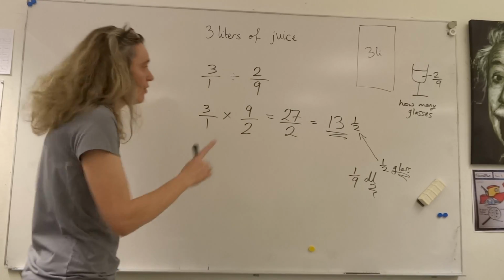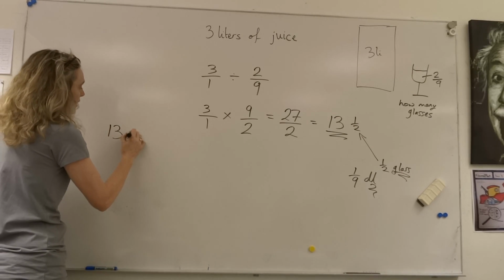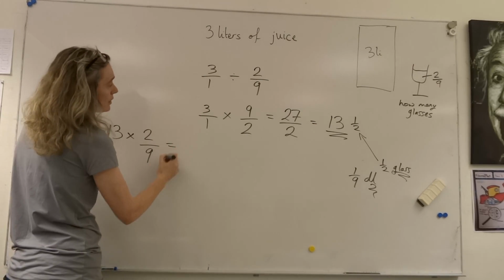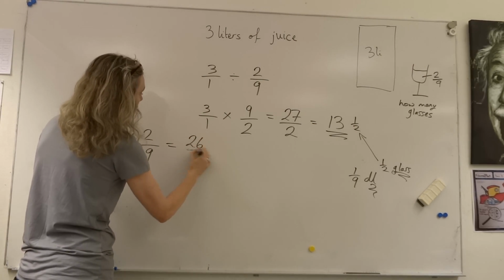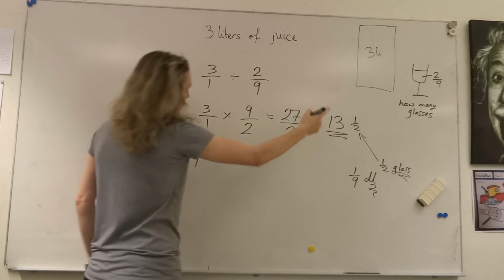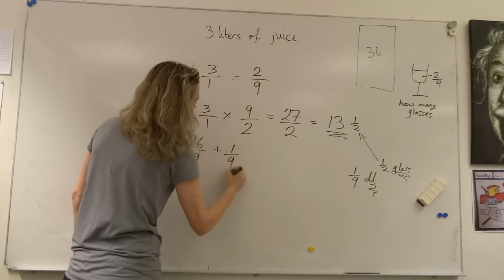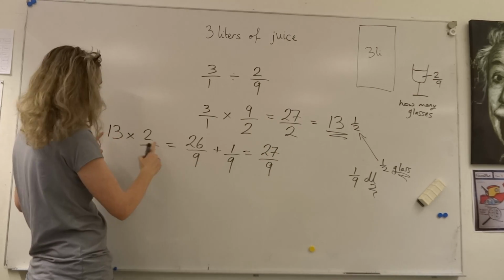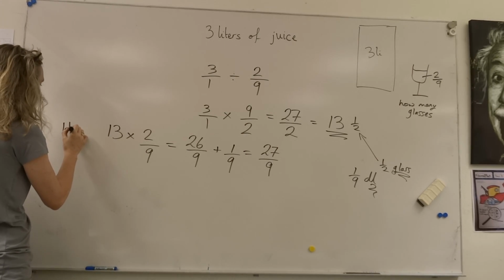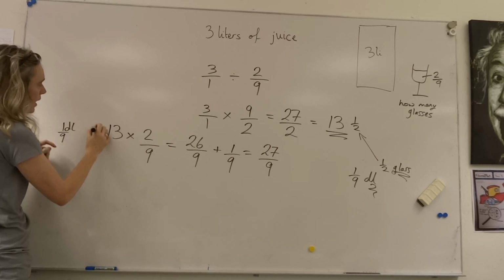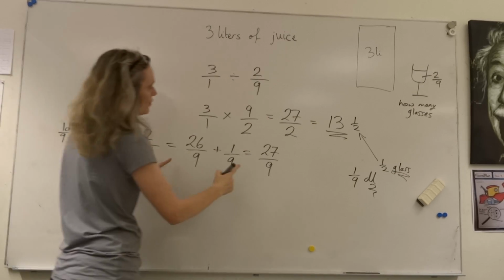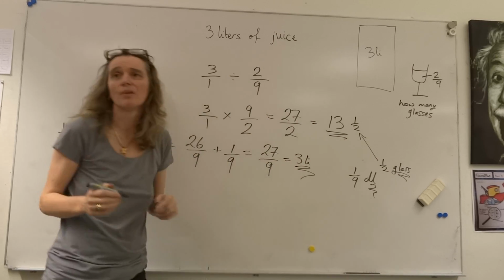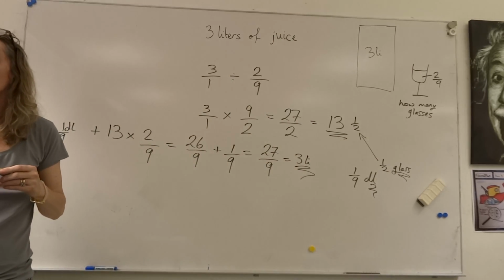Let's check that we've done that right. What is 13 lots of 2/9? That would be 26 over 9, plus the one that's left over, the 1/9 left over. So we get 27 over 9 if we added all of these glasses together. 1/9 of a litre plus the 13 at 2/9 of a litre. 27 divided by 9 is 3 litres. So there's our check as well that we haven't done anything wrong. Okay?